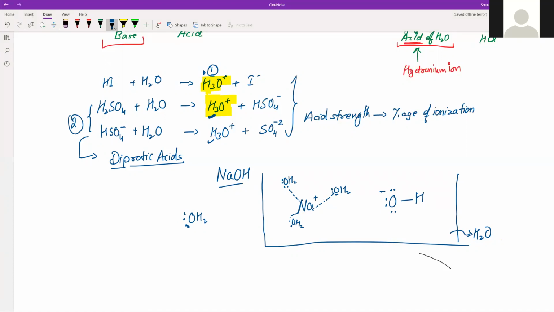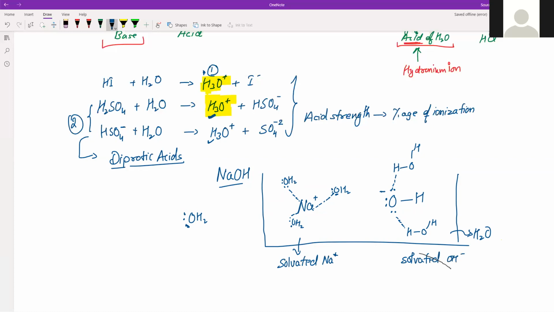So how is water solvated here? There will be hydrogen, oxygen, hydrogen like this. This hydrogen will be attracted towards the oxygen. These are not bonds, they are just being attracted. Hydrogen in water is attracted towards oxygen, and oxygen is attracted towards sodium. Here again, this will be H, O, H, something like this. So this is our solvated sodium ion, and this is the solvated hydroxide ion.